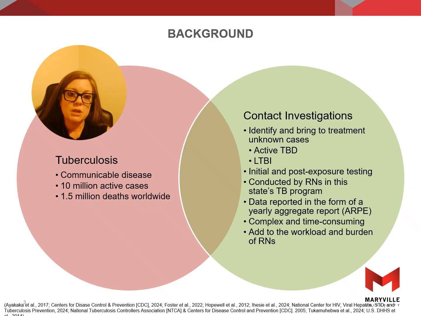Preventing the spread of communicable diseases is a priority for public health departments, and TB is one of those priorities to address. Each year, data is submitted to the Centers for Disease Control and Prevention, or the CDC, in the form of an aggregate report called an ARPI that lays out the CI data. Information reported is the number of active cases and the number of active cases that CIs were completed on, the total number of contacts identified, how many were completely evaluated, if LTBI or active TB disease was identified, how many started treatment, and how many completed treatment.